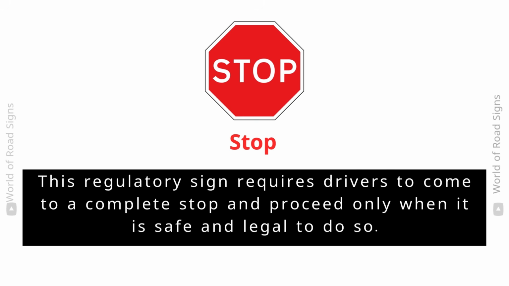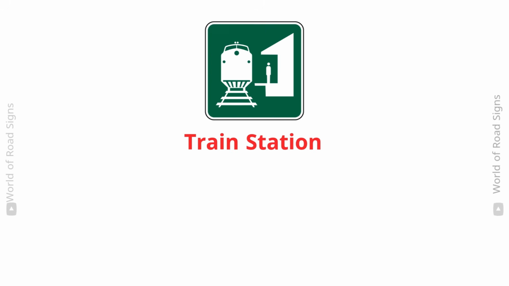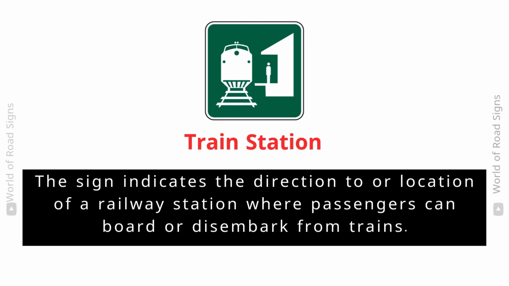Stop. This regulatory sign requires drivers to come to a complete stop and proceed only when it is safe and legal to do so. Train station. The sign indicates the direction to or location of a railway station where passengers can board or disembark from trains.